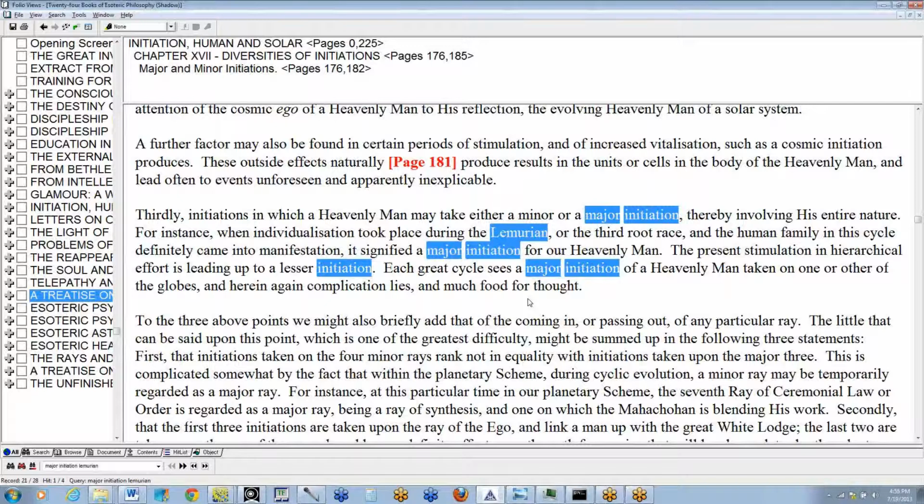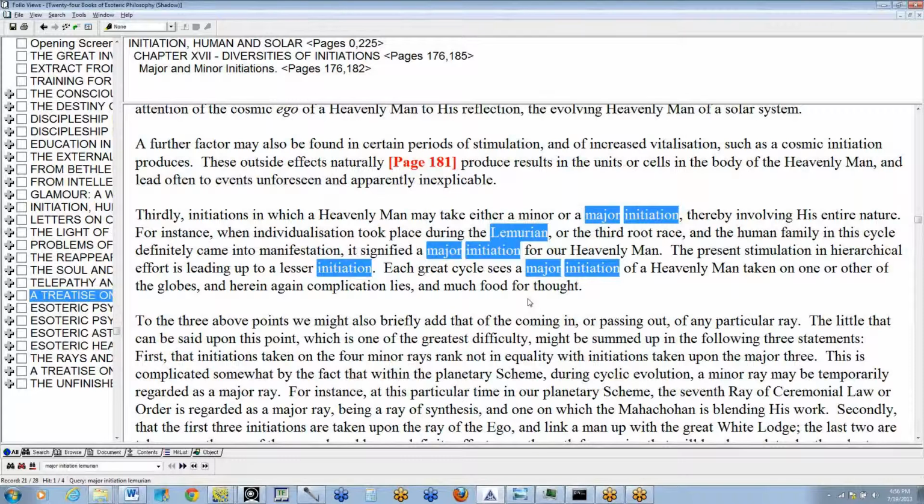Thirdly, initiations in which the heavenly man may take either a minor or a major initiation. Well, that shows us, and it connects to 384 of a Treatise on Cosmic Fire. Man may take either a major or minor initiation, heavenly man, thereby involving his entire nature. For instance, when individualization took place in Lemuria, or the third root race, and the human family in this cycle definitely came into manifestation, it signified a major initiation for our heavenly man.